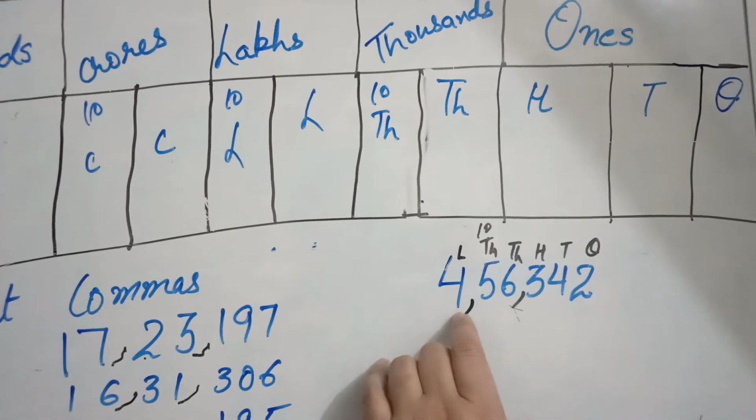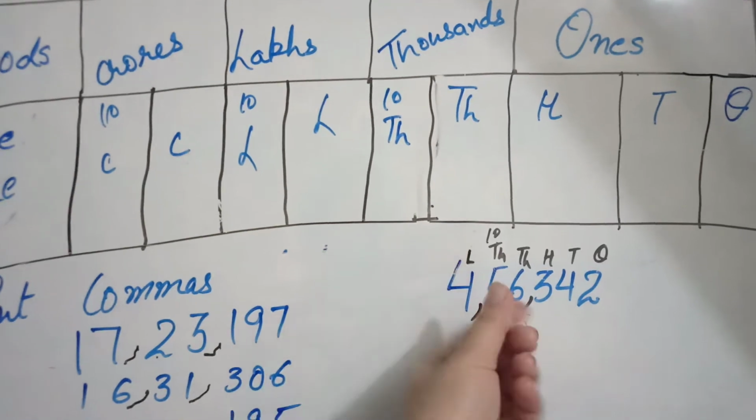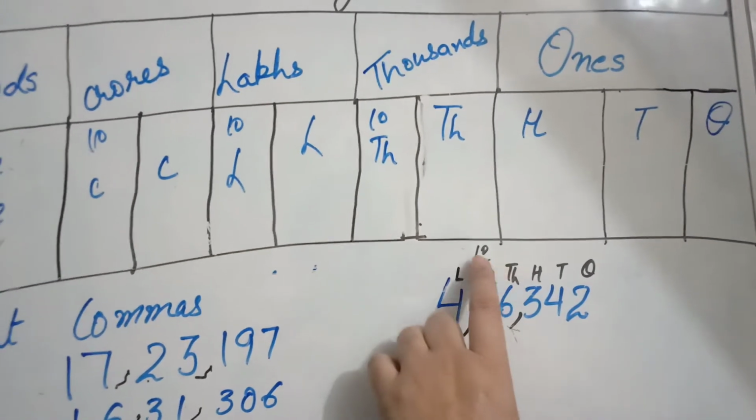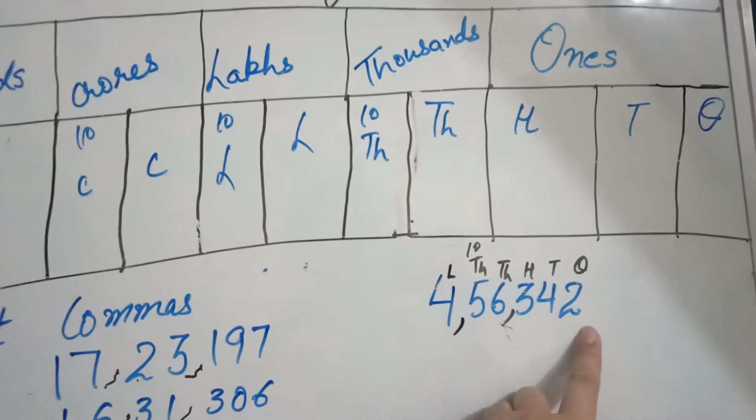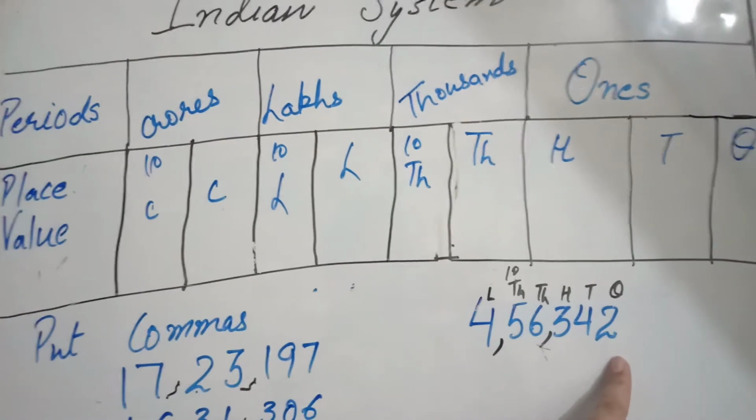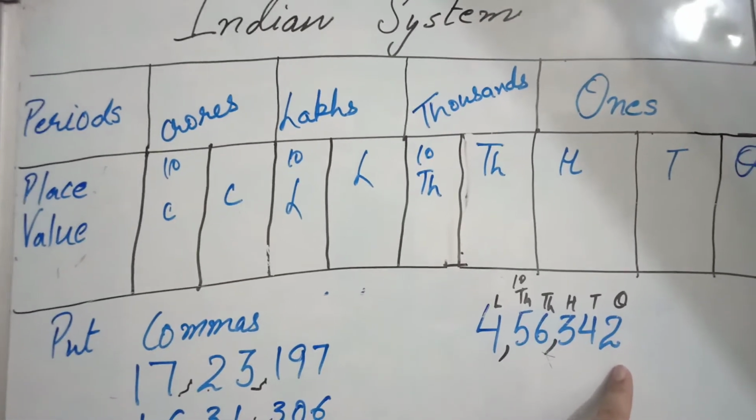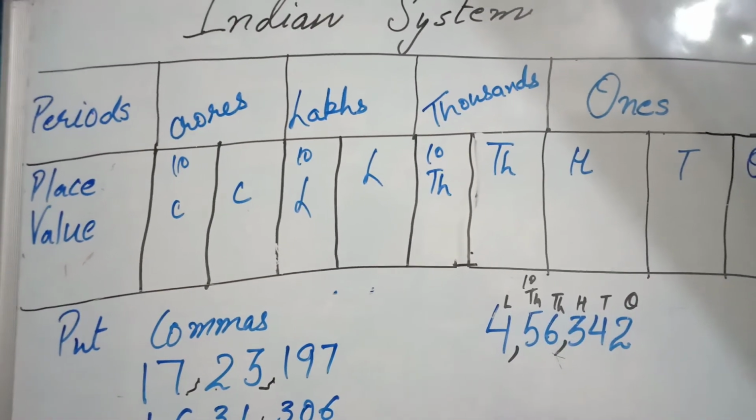Now, what is the number name? 4 lakh. These two will be spoken together. 56,342. So children, in exercise 1.1, you have sums of Indian system as well as of international system.